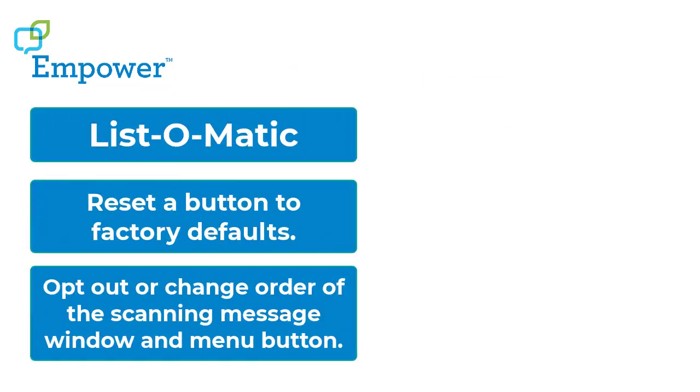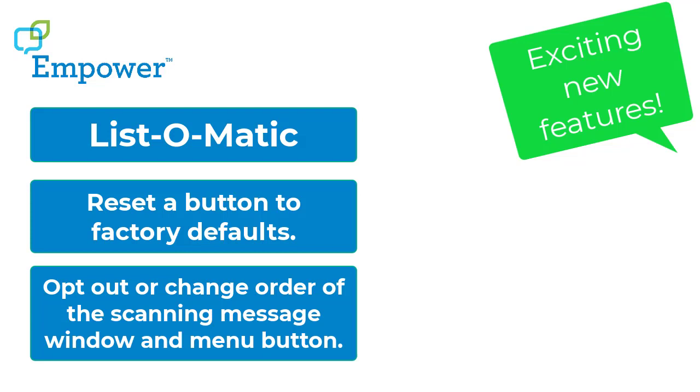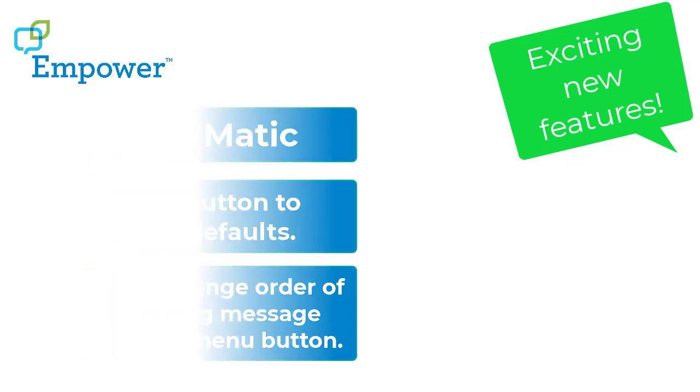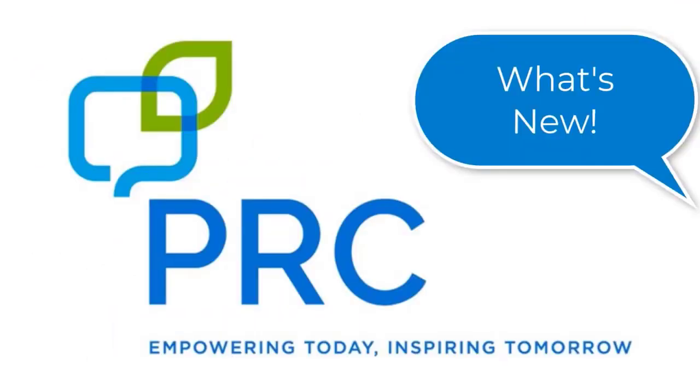Those are the new features you'll find in the version 1.12 Empower update. List-o-matic, reset a button to factory defaults, and opt out or change the order of the scanning message window and the menu button. And that's what's new with PRC.